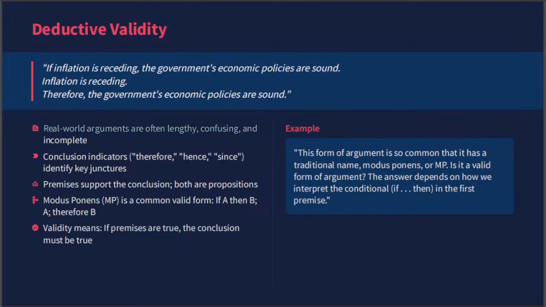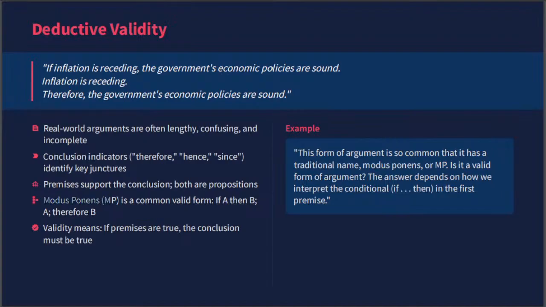Real-world arguments are often lengthy, confusing, and incomplete. Conclusion indicators, therefore, hence, since, identify key junctures. Therefore, the government, see, there it is right there. That's your juncture. Premises support the conclusion. Both are propositions. So the conclusion's a proposition and the premises are propositions.